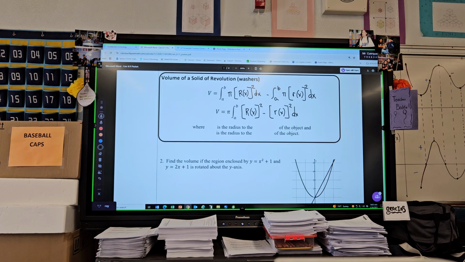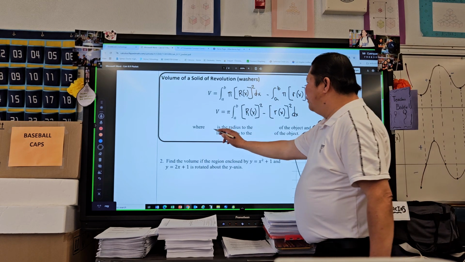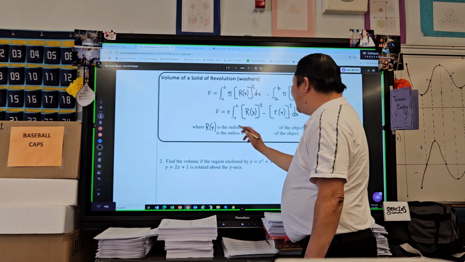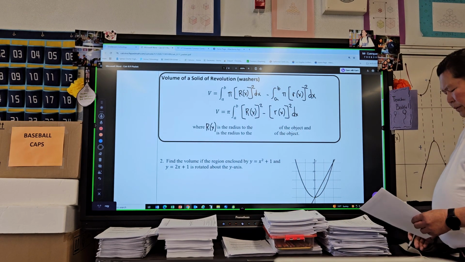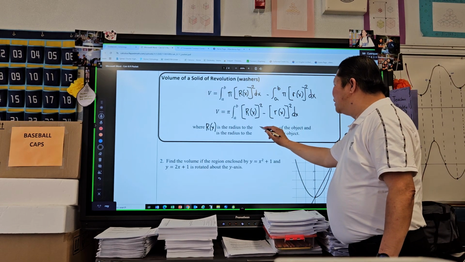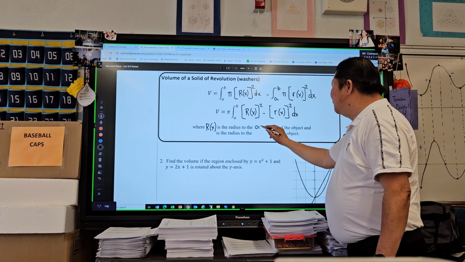Okay, so where R of X, the capital letter R, is the radius to the outside, okay? Radius to the outside of the object.